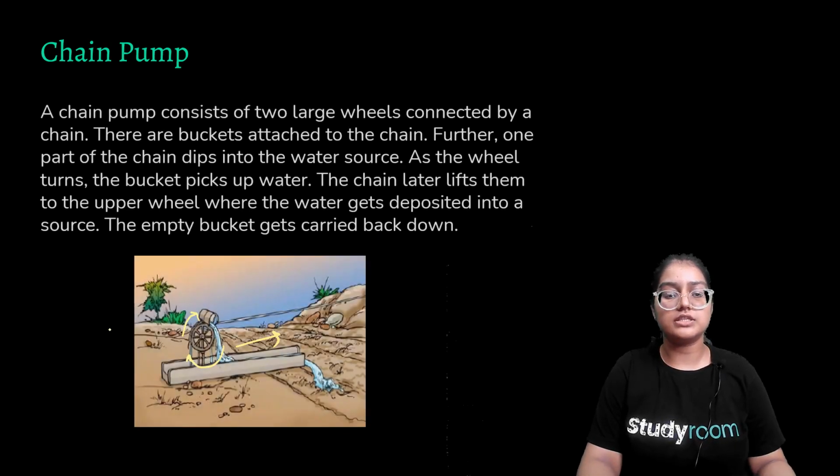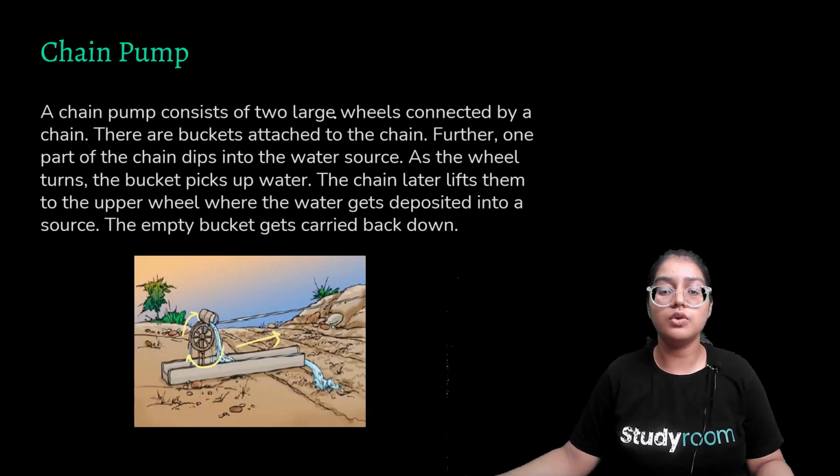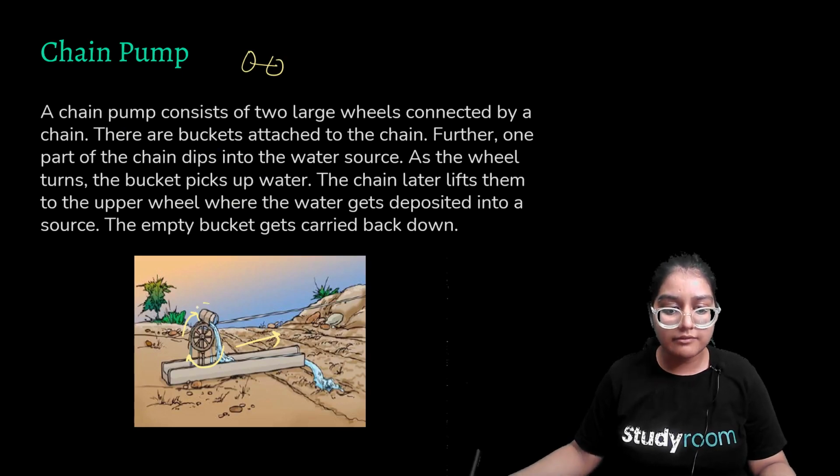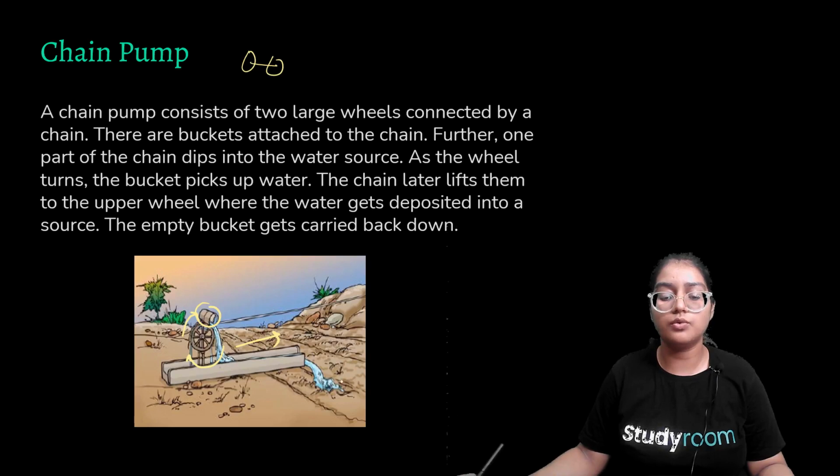Now the chain system. The chain system consists of two large wheels that are connected by a chain. There are buckets attached to the chain. So here we can see a bucket. With the help of this diagram, you can see the bucket picks up the water and drops the water here, and then the water travels along this horizontal surface and goes back all the way down to the soil.